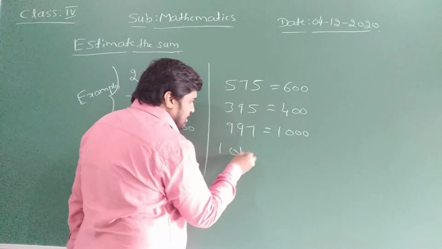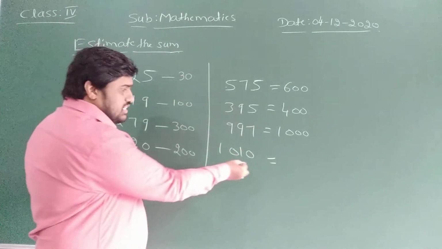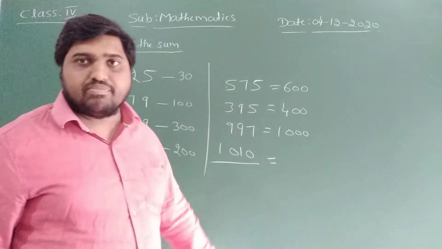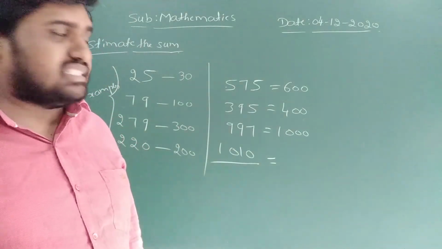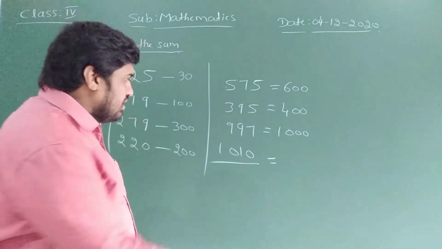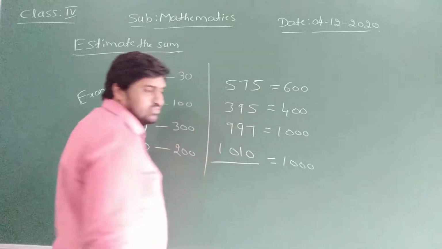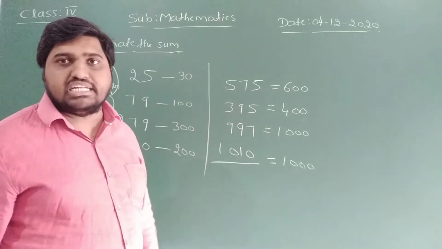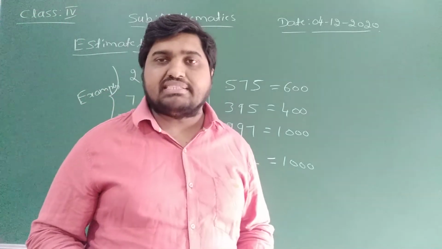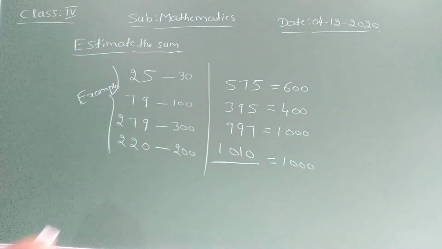1010. Tell me children how to round off. We have to round off to the nearest 1000 because your unit 10, 100, 1000 is there. 1010. How to round off? Yes, 1010. We have to round off this to the nearest 1000. Is it clear, right? Okay, already you studied this in the previous classes, same thing. Okay, I will take a few more examples.